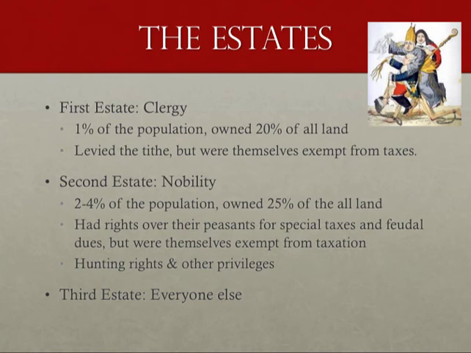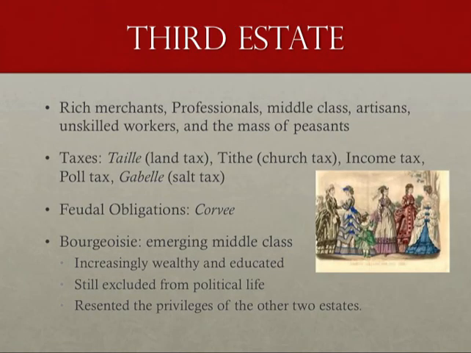And so it's from that top tier of the Third Estate that we'll really begin to see the liberal French Revolution emerge after 1789. Again, here we have details of the Third Estate, the merchants, the professional middle class, artisans, as well as unskilled workers and peasants. They're all part of the Third Estate. They pay taxes. They have land tax. They have church tax, the tithe. They have income tax and poll tax and salt tax, the gabelle.